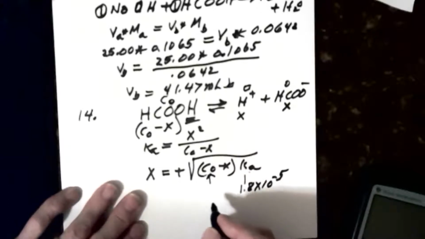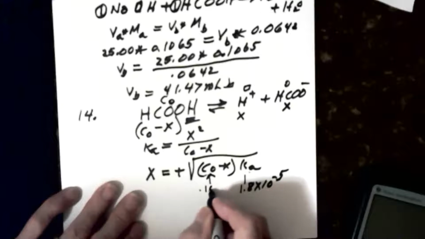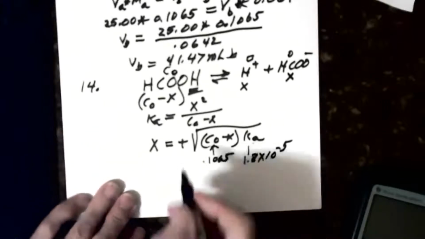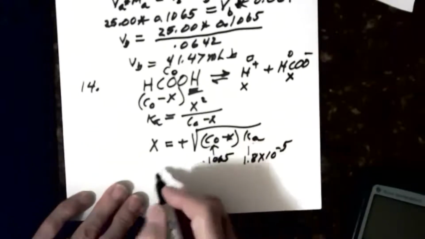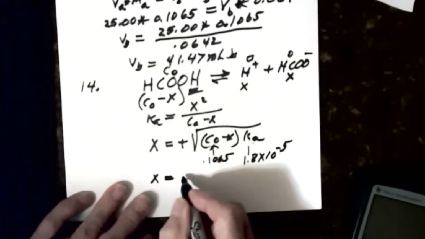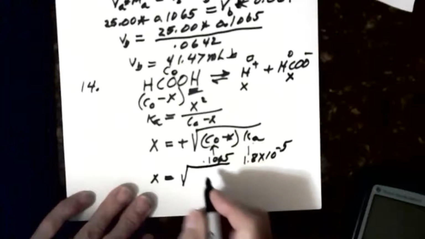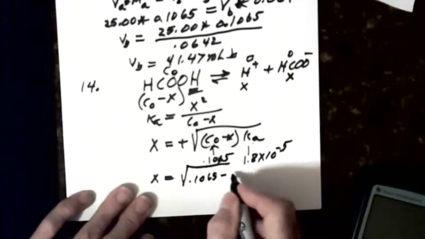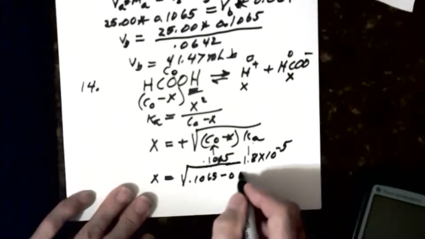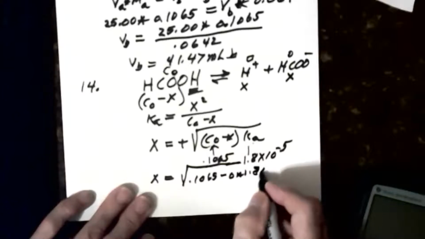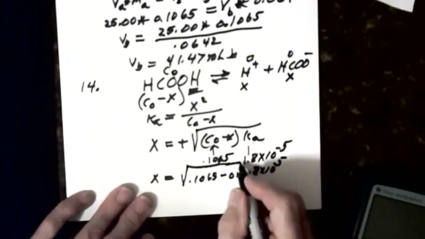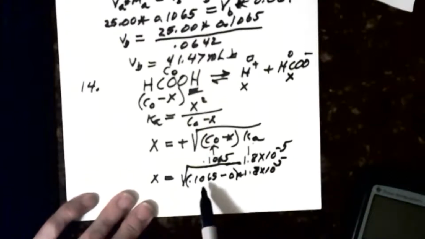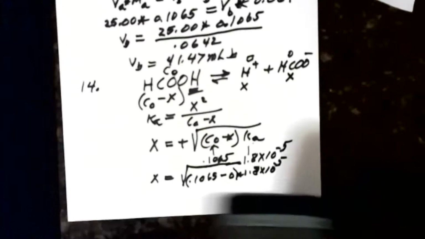Well, the initial concentration of the acid is 0.1065. So let's see what it would be if we start this off with 0. X is going to be equal to the square root of 0.1065 minus 0, times 1.8 times 10 to the negative fifth. If I put my parentheses in, it's just going to be this times this, and then take the square root. So let's do it.